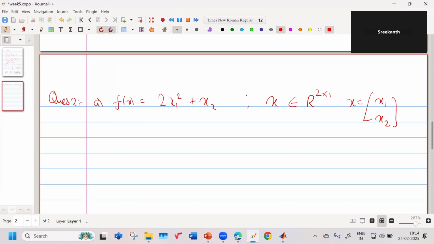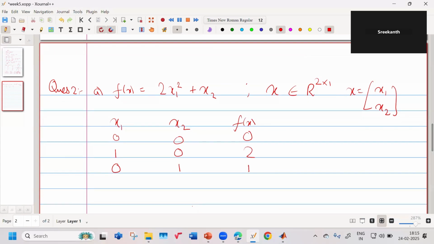So what can we say? Can f of x be negative, or is it only positive, or is it always only negative? Let us consider a case. It would be better in a tabular format. We have x1, x2, and f of x. If I put both as 0, then f of x comes out to be 0. If I put x1 as 1 and x2 as 0, f of x comes out to be 2. If I put x1 as 0 and x2 as 1, f of x comes out to be 1. Here all is fine, and you can understand that if you put x1, x2 positive, f of x is always positive.